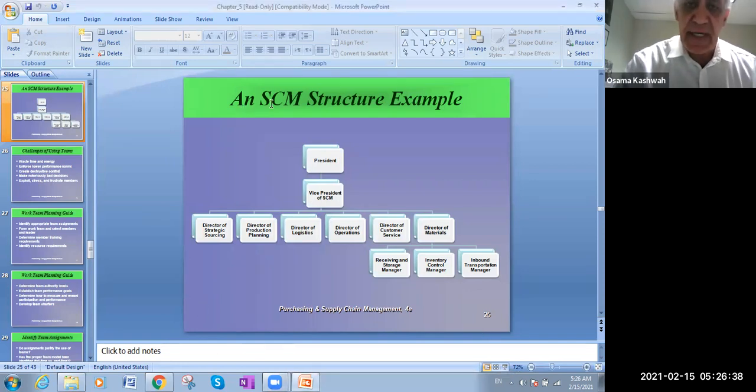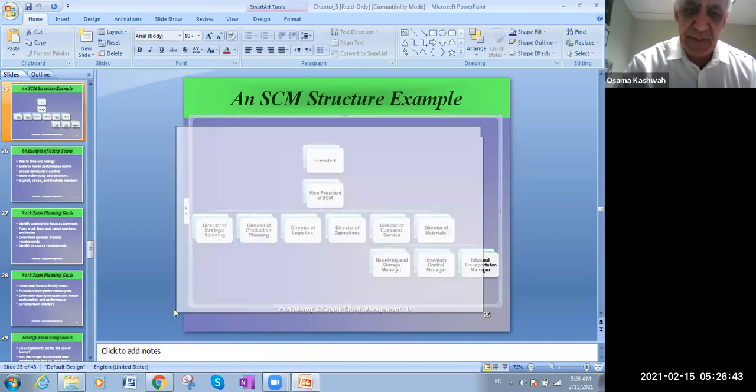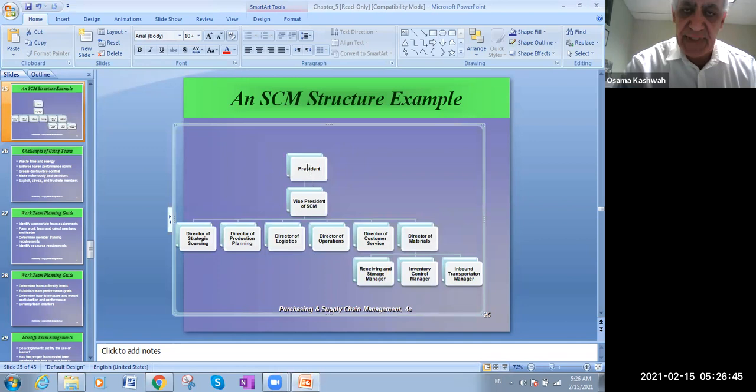Here is a supply chain management structure example. As you see here, at the start, the head at the top is the president. Then there is a vice president of supply chain management. Under him, there is a flat structure. A flat structure means its length is wide. It's not a tall structure.